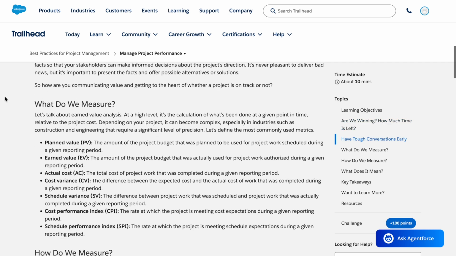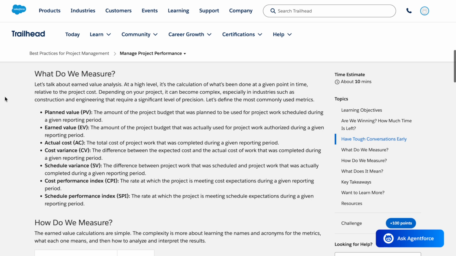What do we measure? Let's talk about earned value analysis. At a high level, it's the calculation of what's been done at a given point in time relative to the project cost. Depending on your project, it can become complex, especially in industries such as construction and engineering that require a significant level of precision. Let's define the most commonly used metrics.